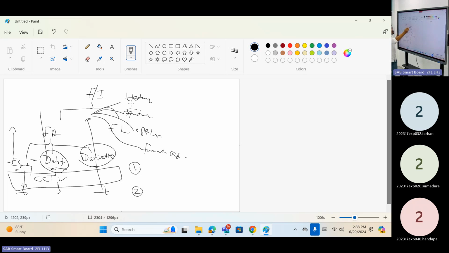If it is a hedge, we have the hedge item and the hedge instrument. We need to have a hedge effectiveness. Syllabus 9 clearly says about hedge effectiveness. We have to have three criteria, right? Syllabus 9.